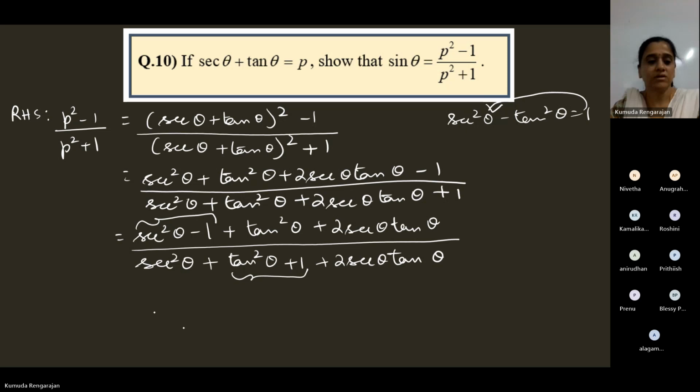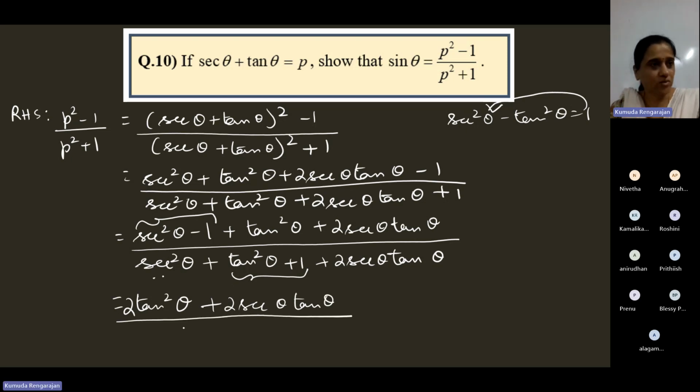Correct? Now what is secant square theta minus 1? Secant square theta minus 1 is tan square theta. There's again plus tan square theta. So 2 times, with this root here, 2 tan square theta plus 2 secant theta tan theta, divided by, this is secant square theta. What is tan square theta plus 1? Secant square theta. So secant square theta plus secant square theta is 2 secant square theta plus 2 secant theta tan theta.